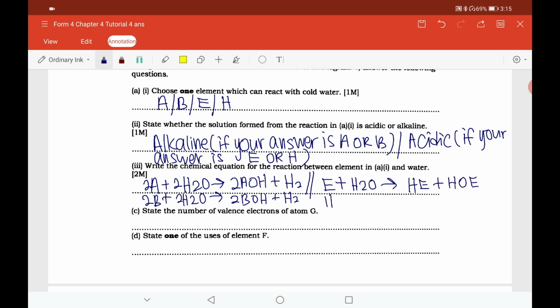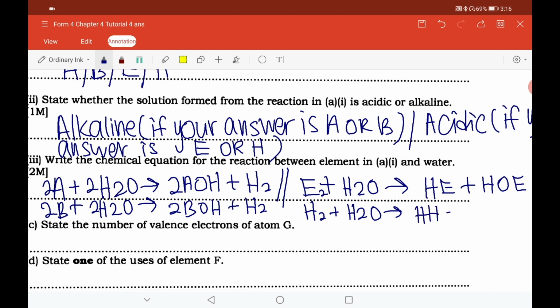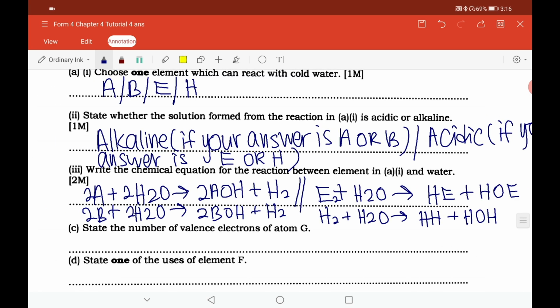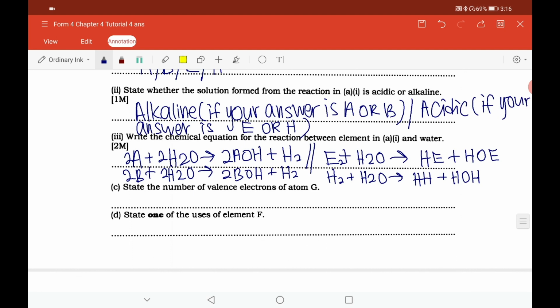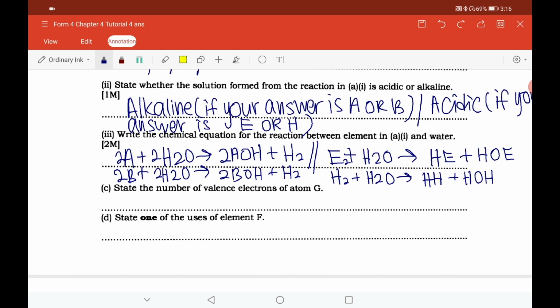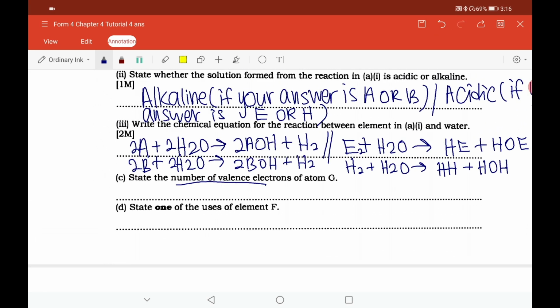So if you choose the H, and don't forget halogen is E2, so when you choose the H, the formula here is HH and HOH. So don't memorize all these equations. Try to understand the concept and write all these equations on your own. Try to create this equation yourself. Don't memorize it.